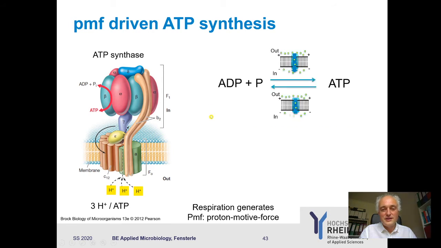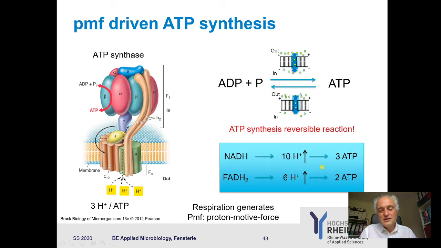Just for the sake of completion, that's not something you need to know by heart, it's just to complete the story. So from NADH you can produce 10 protons, and this is about 3 ATPs because you need 3 protons to produce 1 ATP, and from FADH, 6 protons, you can produce about 2 ATPs.